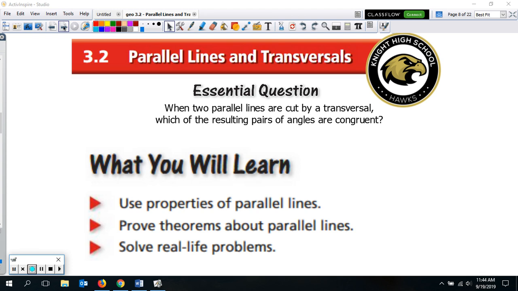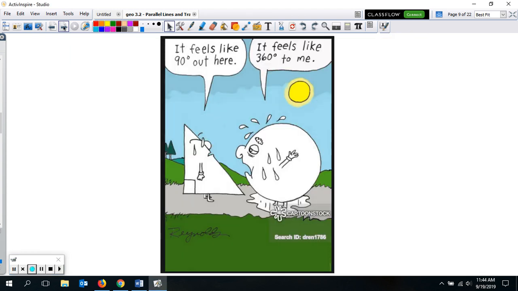Before we get to that, let's go ahead and do a little cartoon. So here's a geometry cartoon. It feels like 90 degrees out here, says a 90-degree triangle. It feels like 360 degrees to me, says the circle. And obviously he's sweating a whole lot more with 360 degrees. 90s, it's not too bad. All right, well, let's get into our lesson here.